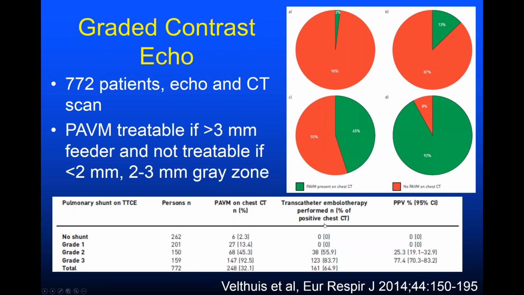And with that grading, which is based on the number of bubbles that are seen during the study, they showed that if somebody had a grade 1 or a grade 0 or no shunt echocardiogram, then they didn't have any treatable size PAVMs. That's what this 0 is right here. And then if they had a grade 2, about 1/4 of them had PAVMs. And if they had a grade 3, about 3/4 of them had PAVMs.